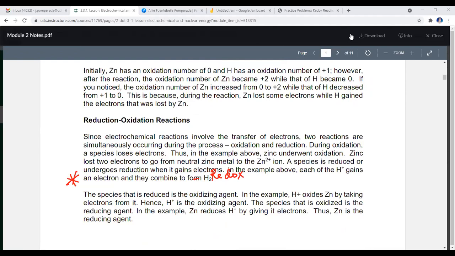Okay, so what about redox reactions or reduction oxidation reactions? Please don't hesitate to raise concerns or questions if you have any. You may place them on the chat box. That way I can address them right away. So we go to redox reaction or oxidation.